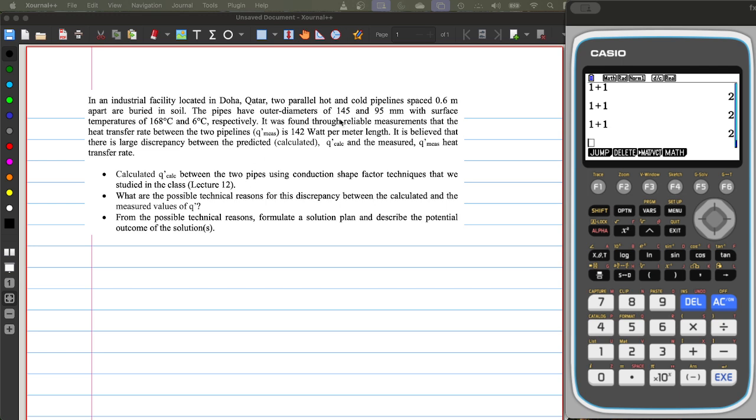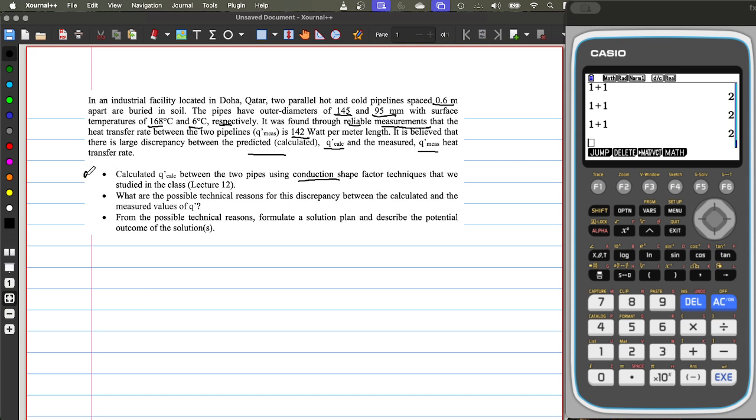So we're given the dimensions of two pipes, 145 and 95 millimeters, and they're spaced 0.6 meters apart, and they have temperatures of 168 and 6 degrees respectively. It's found through reliable measurements, so the measurements are not faulty, that the heat transfer rate between the two pipelines is 142 watt per meter length. It is believed that there is a large discrepancy between the predicted Q prime calc and the measured Q prime, the measured heat transfer rate. Calculate the theoretical heat transfer rate between the two pipes using conduction shape factor using a technique that we studied in lecture 12.